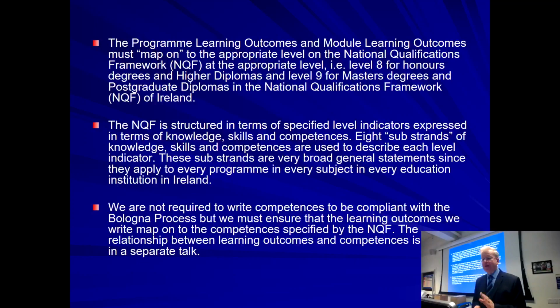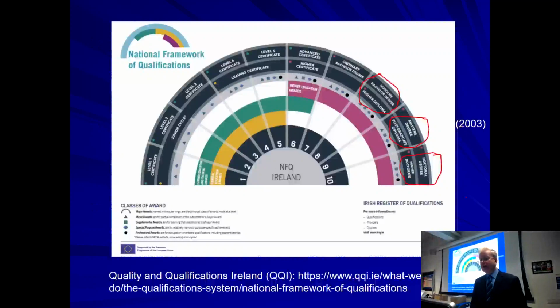Now, unfortunately, it used this word competences. I'll be explaining in a separate talk what competences are and why they're such a vague concept to use. Now, this is our National Qualifications Framework in Ireland. As you can see, level 8, honours bachelor's and higher diploma, level 9, our master's and postgraduate diploma, and level 10, doctorate or higher doctorate degrees.